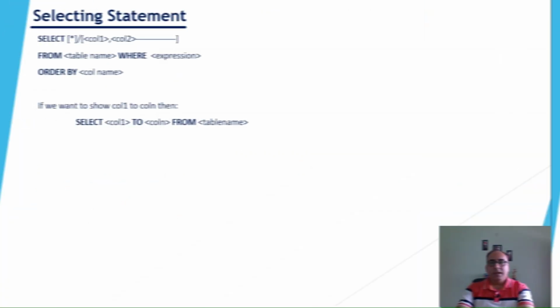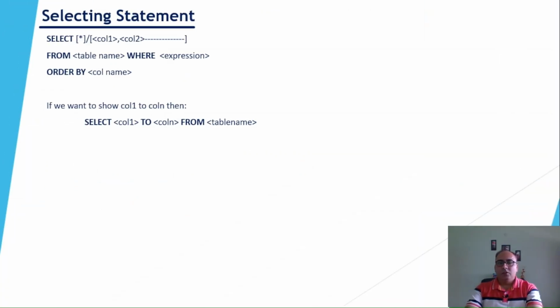Then we have the select statement. Basically, the syntax of the select statement is like this. You will have the keyword select, then you can either specify an asterisk or you can specify the column names. Asterisk means it will display all the columns from that particular table. Then you will have the keyword from, then you will have to specify your table name, then the where clause, then the expression, whatever condition you want to impose on that particular query.